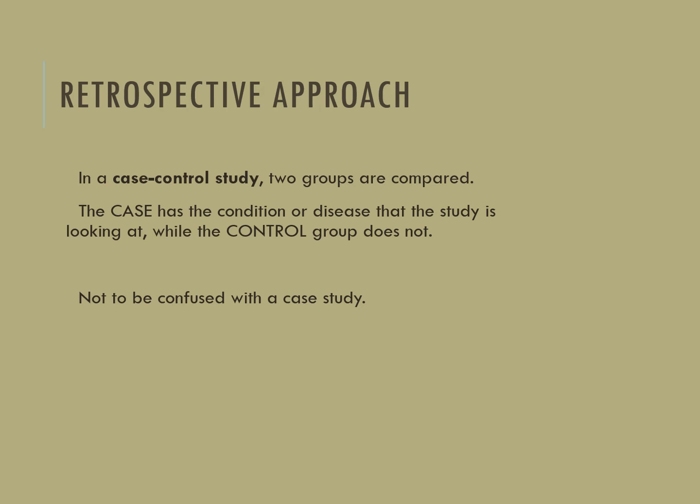In one group, the case group is going to have the condition or the disease that the researchers are studying. While the other half, group, or arm, however you want to look at it, on the flip side, the control group does not have the condition or the disease.